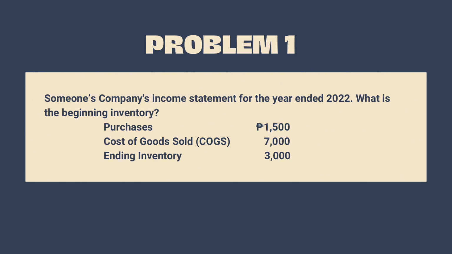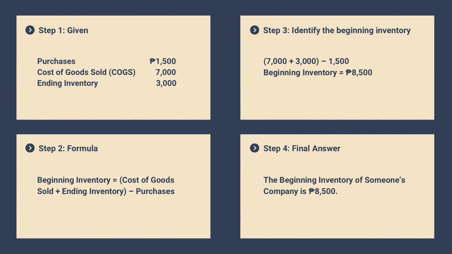What is the beginning inventory? Purchases is 1,500 pesos. Cost of goods sold is 7,000 pesos. Ending inventory is 3,000. So for step 1 is the given. Purchases is equivalent to 1,500 pesos. Cost of goods sold is 7,000 pesos. And ending inventory is 3,000 pesos.